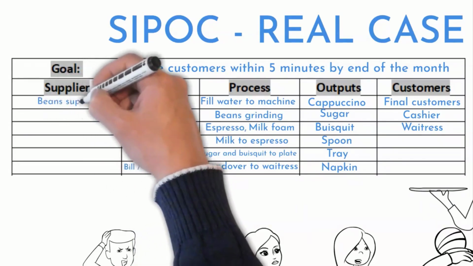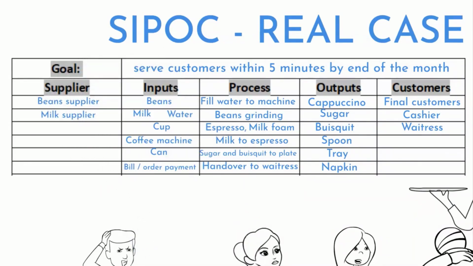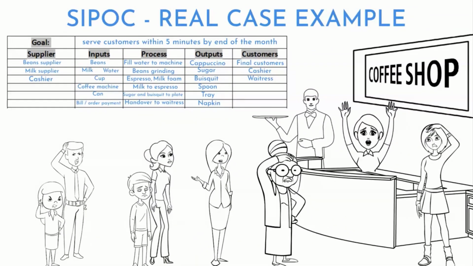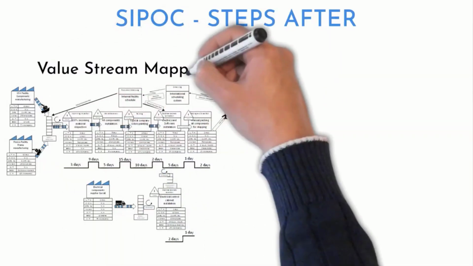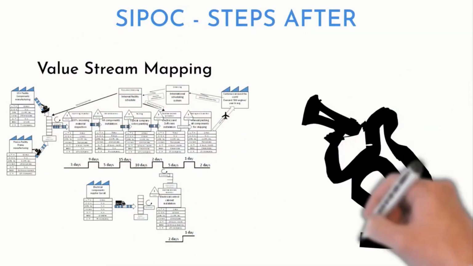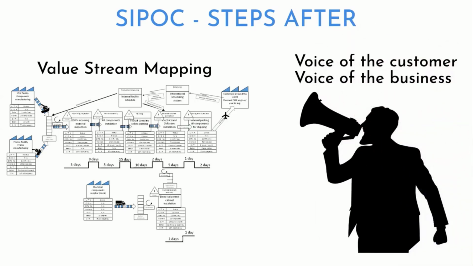And a list of suppliers delivering all important things. The cashier is a supplier too, because he informs about the paid order. The next tool to be used after SIPOC can be value stream mapping, or voice of the customer, to understand the process in more detail. And that's it.